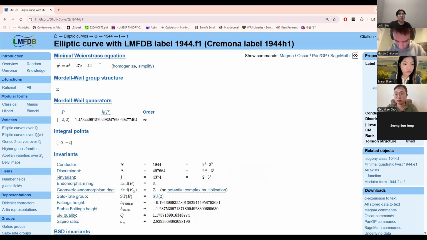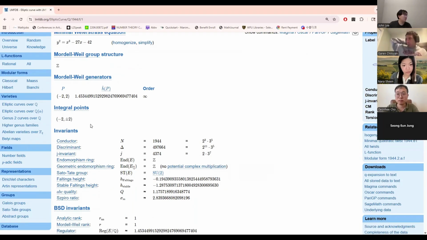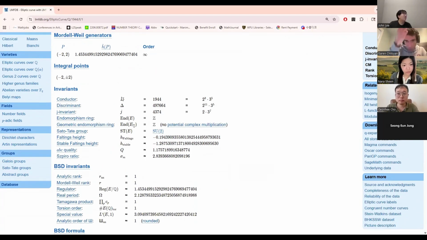Yes, so this is the elliptic curve that Elkies found, where rho 3 is surjective, but rho 3 infinity is not. So here we have the Weierstrass equation, the model, the group, its Q torsion, and its rational points, which is isomorphic to Z. Generator, integral points, conductor.